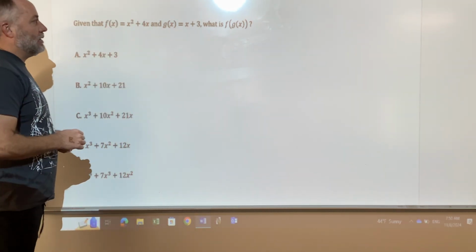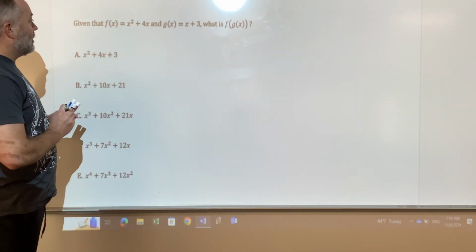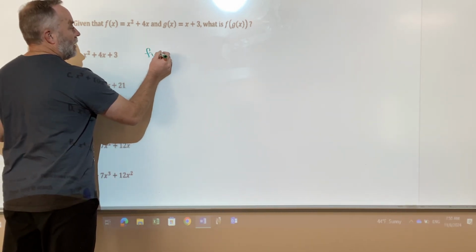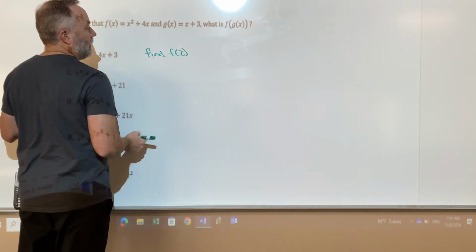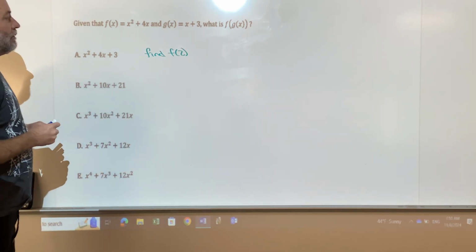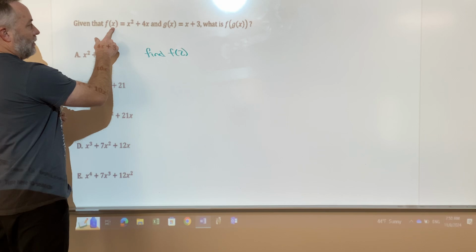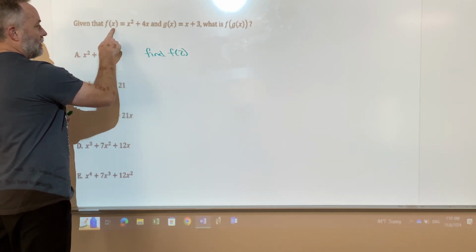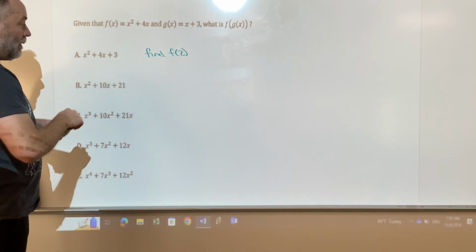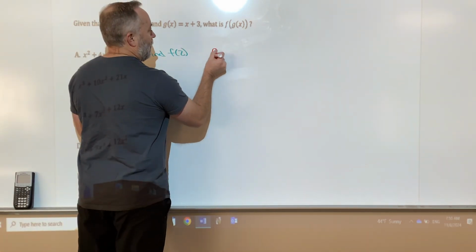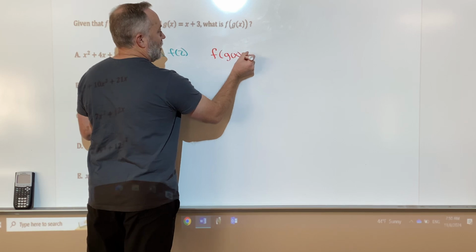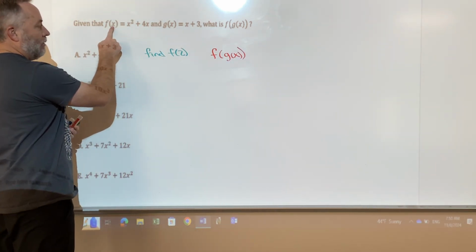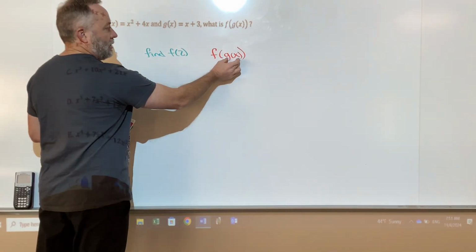And just to make a connection to how this could look in other contexts, we might say something like find f of 2. What we would do there is replace this x value: f of x is now f of 2, so we would replace x with 2. But what we have is f of g of x. We're going to do the same thing, but instead of replacing x with a value, we're going to replace x with the function g of x.